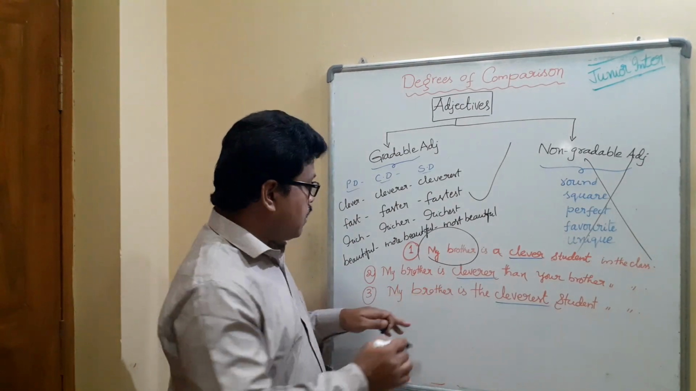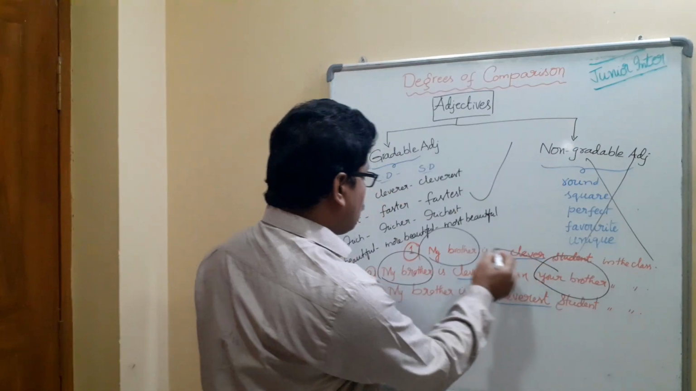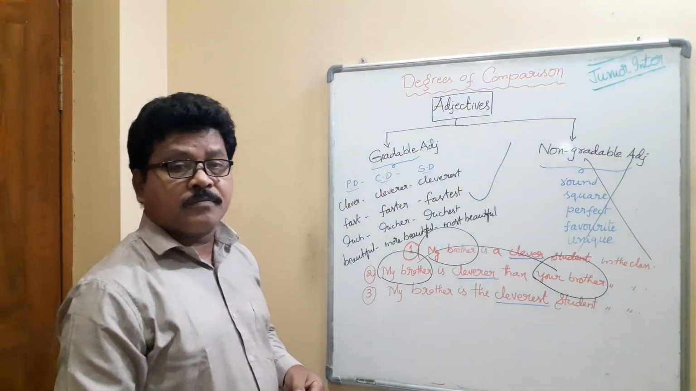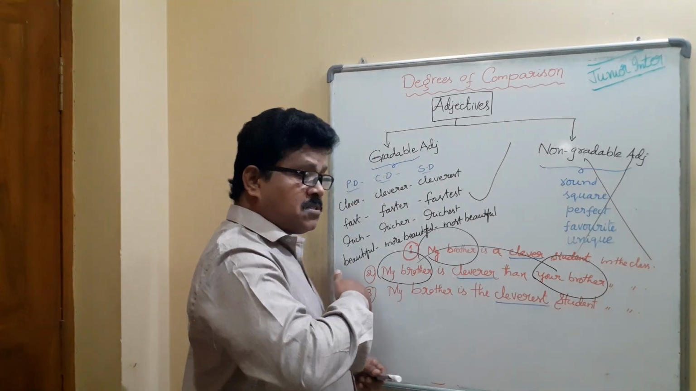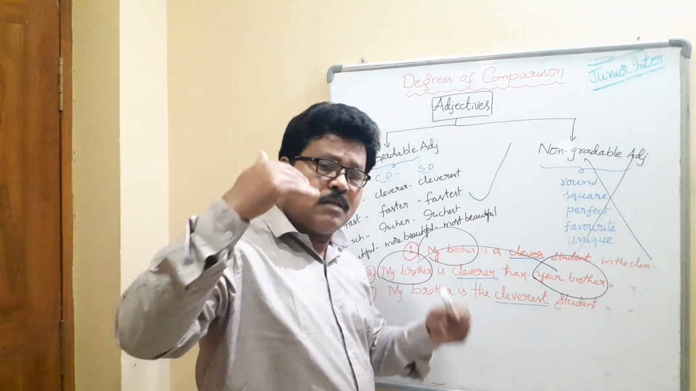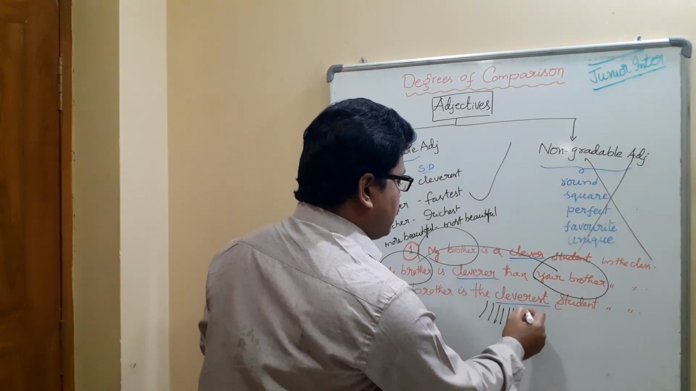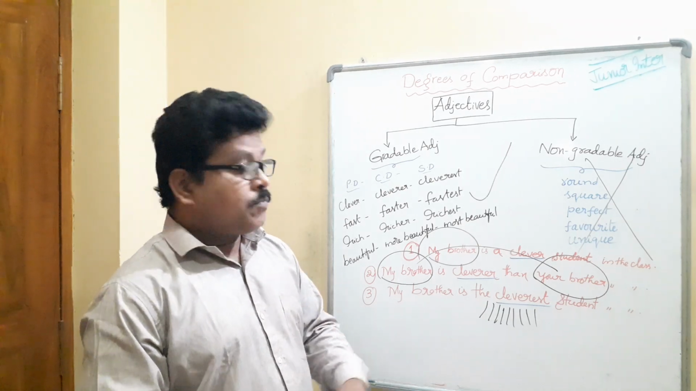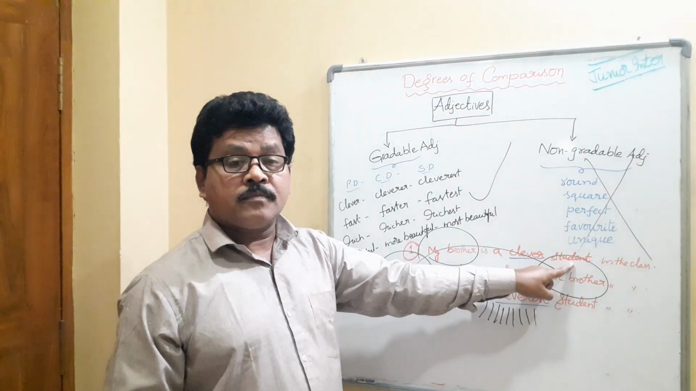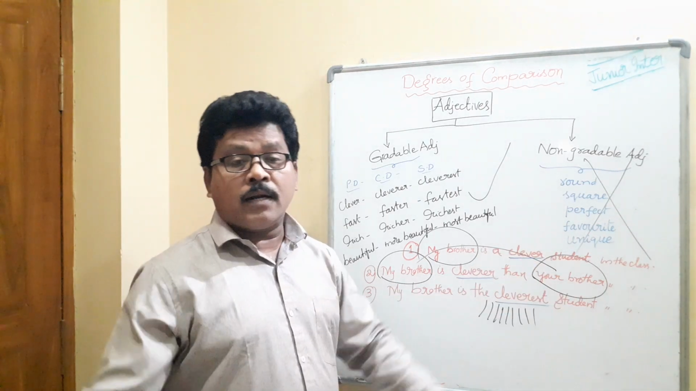Here in this statement, my brother is compared to your brother, so two persons are compared. On the other hand, in the last statement, my brother is the cleverest. He is the topmost, the first ranker. All the students are compared, in a class of 20, 30, 40, more than two are compared. Here there is no comparison, here only two are compared, here more than two are compared.